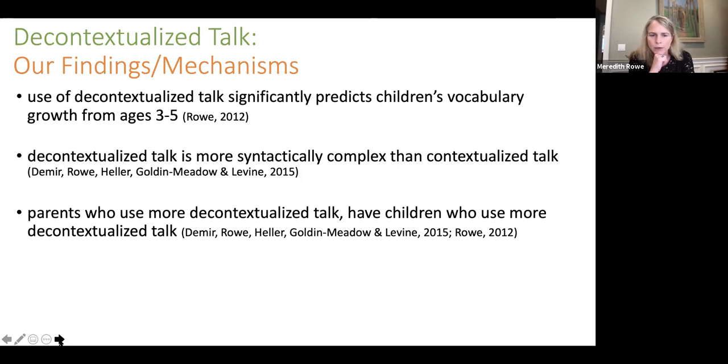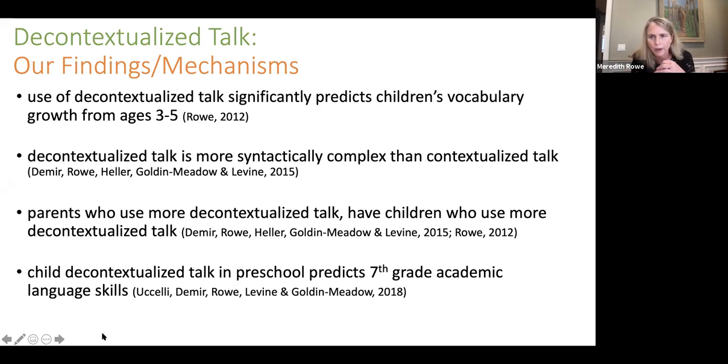We also know that parents who use more of this type of talk have children who use more of this type of talk. So that's just basically obvious. I showed you that example of the parent starts talking about tomorrow, the child goes right along with her, right? And so then the child's talking about tomorrow as well. So there's a pretty strong association within interactions, not surprisingly.